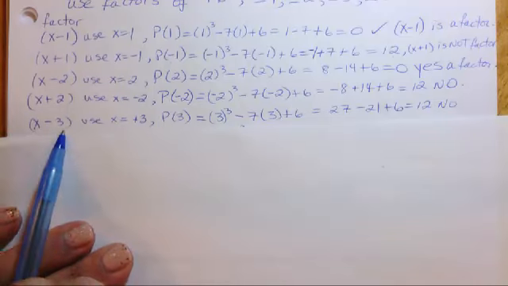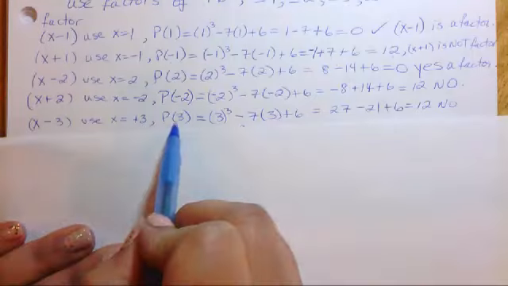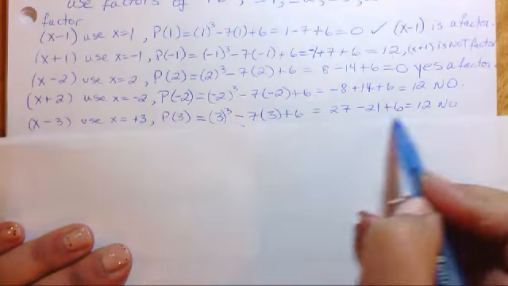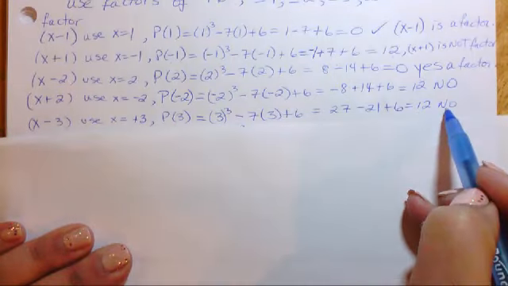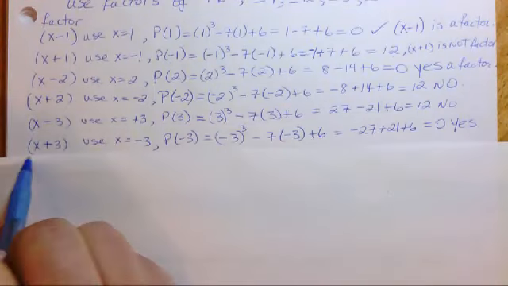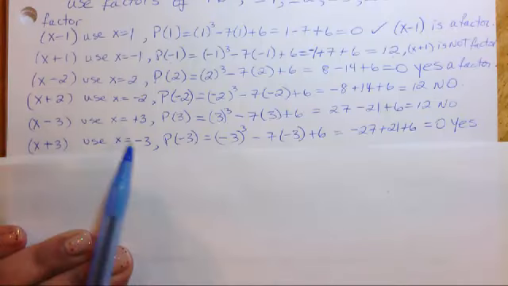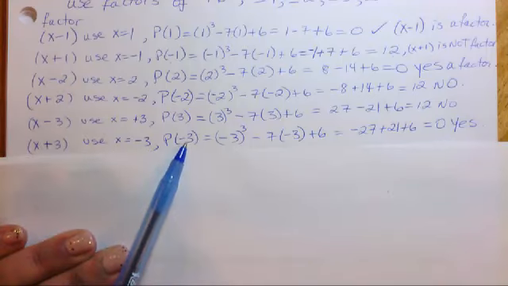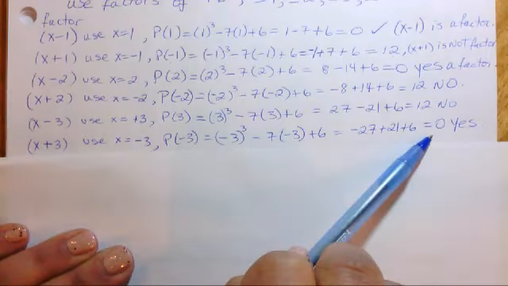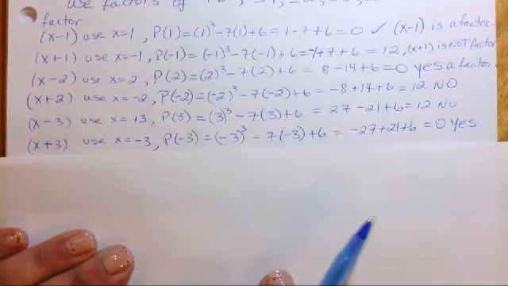Let's see if x minus 3 is a factor. Well, we used plus 3 to plug in, and we end up getting that it's equal to 12. And so that tells us it's not a factor. And to determine whether x plus 3 is a factor, we use -3 to plug into our p of x, and we actually end up getting it equal to 0. So that is a factor.